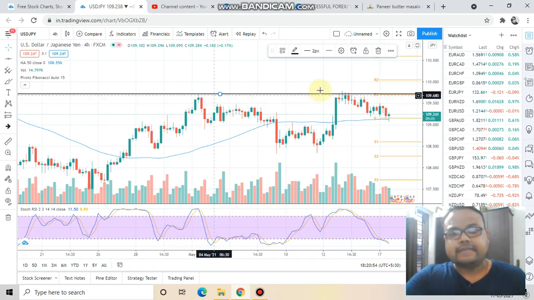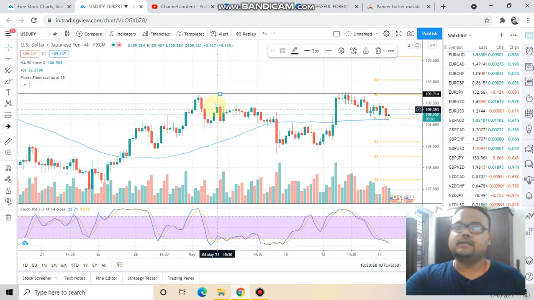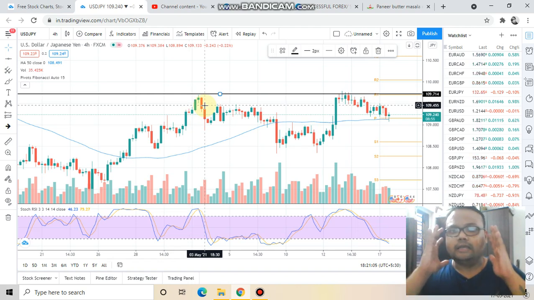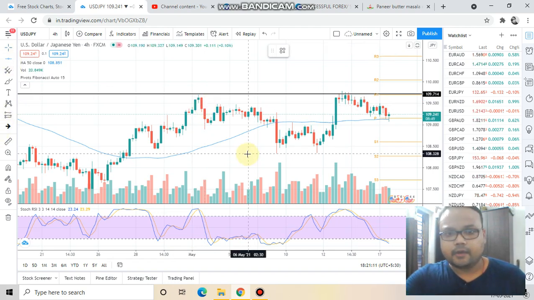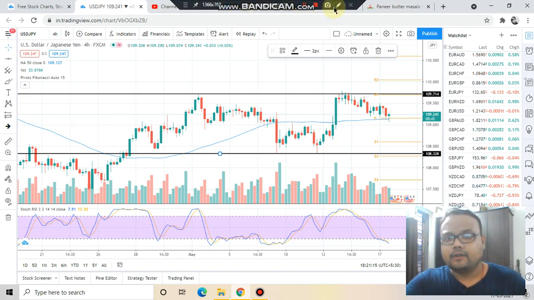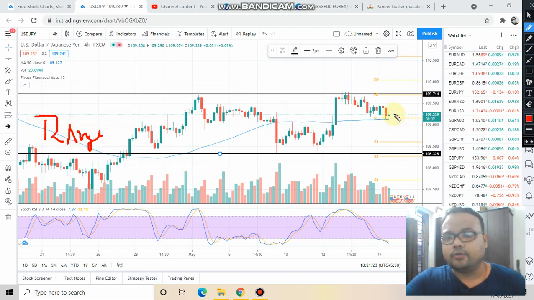This resistance level is very important, because in the 4 hours time frame also it's a clean chart and we can easily see that it is a resistance in the market. Therefore, our strategy should be simple here. As I've already shown you, the market is in a range here, this is our range, and the market is trading here at the 109.23 level.